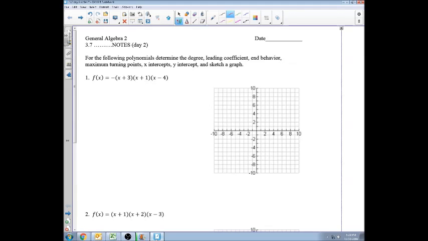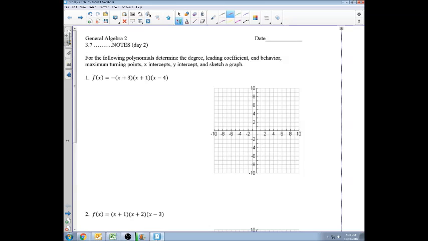This lesson is for my Algebra 2 class. It is 3.7, Notes Day 2. For the following polynomials, determine the degree, the leading coefficient, the end behavior, the maximum number of turning points, the x-intercepts, the y-intercepts, and sketch a graph. That sounds like a whole heck of a lot of stuff, but a lot of these things are quick and easy to find. Like the first thing, it says to determine the degree.